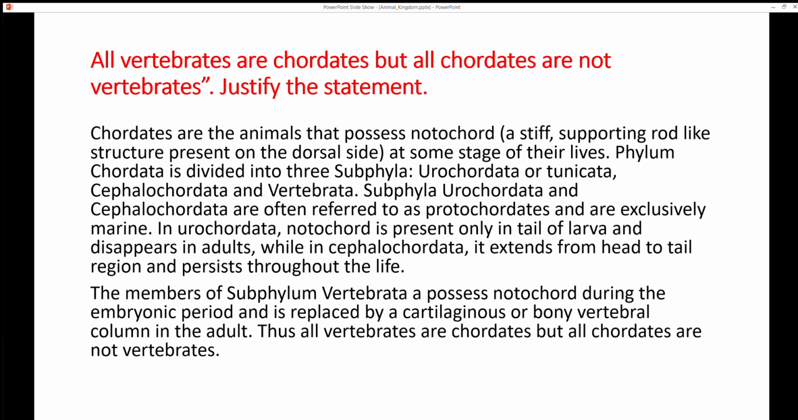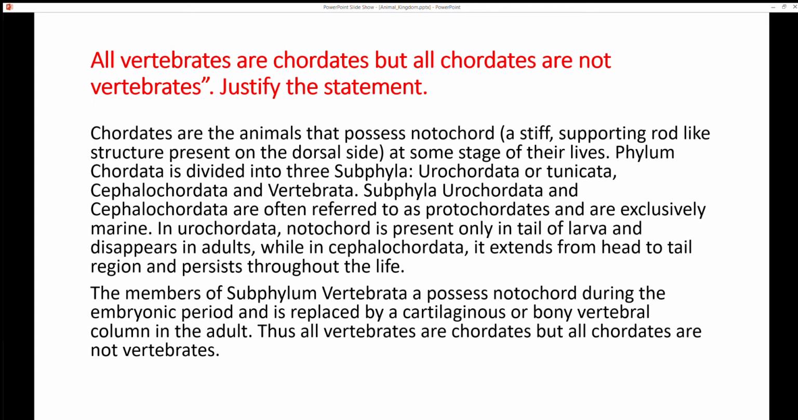In the NCERT textbook, they are seen in Hemichordata. There is a diagram showing the notochord. So phylum Chordata is divided into three subphyla: Urochordata, another name for which is Tunicata, Cephalochordata, and Vertebrata. Subphyla Urochordata and Cephalochordata are often referred to as protochordates and are exclusively marine.